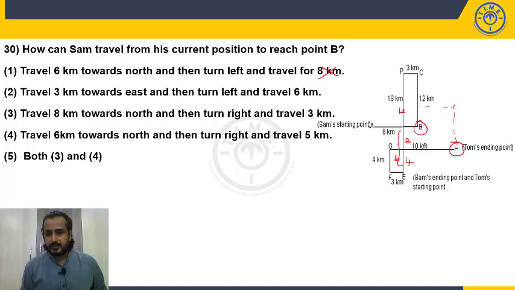3 kilometers east. Look at here. It is how much? 3. It is how much? 3. So it is 4. So 3 kilometers east. By traveling in this way, taking left, definitely can't reach B. So not the second option. 8 kilometers north.